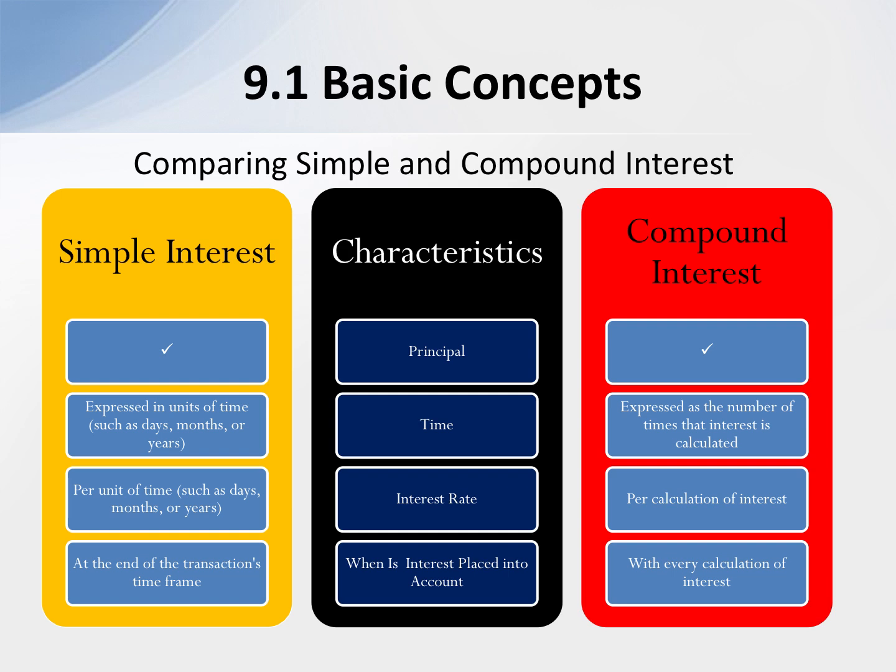With simple interest, time is expressed in units such as days, months, or years. With compound interest, the time is expressed as the number of times that interest is calculated, so that's compounds per year. With respect to interest rate, in simple interest you have a unit of time, so interest per day, per month, per year. And in compound interest, the interest rate reflects per calculation of interest, so the interest rate per each compounding period.